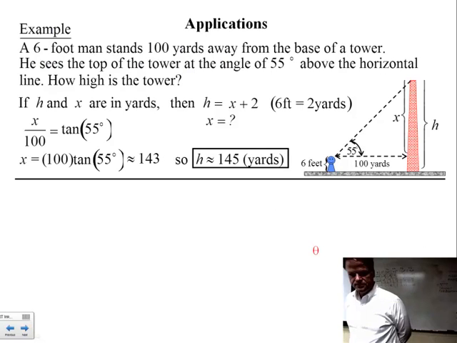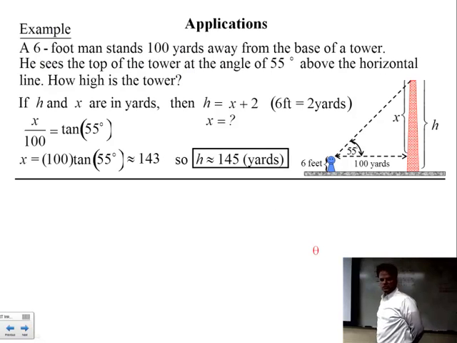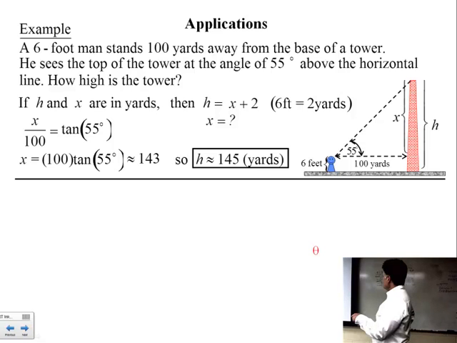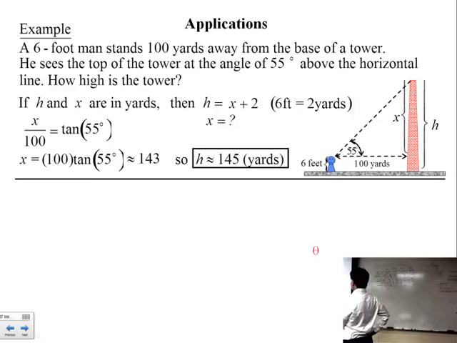So let's do an application. A 6-foot man is 100 yards away from the base of a tower. He sees the top of the tower and measures an angle of 55 degrees above the horizontal line. How high is the tower? So here's the man, in blue. He's 6 feet tall, so his eye level is 6 feet off the ground. He is 100 yards away from the tower, and he measures this using a sextant or something to be 55 degrees. How high is the tower?